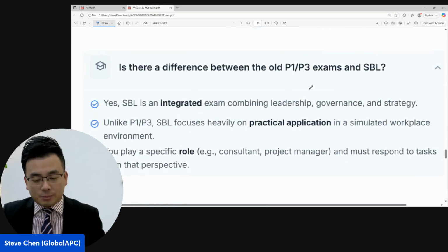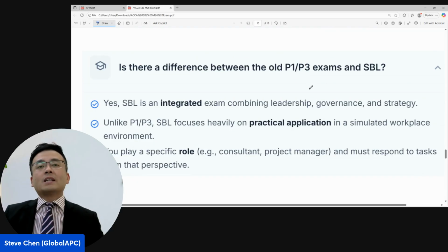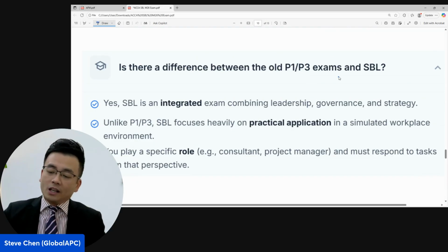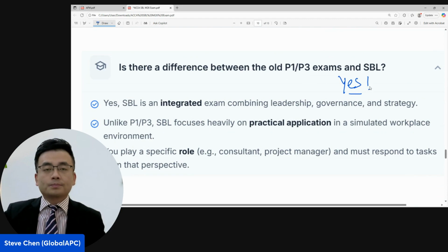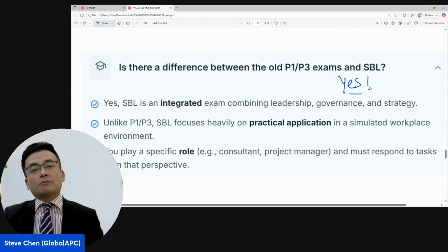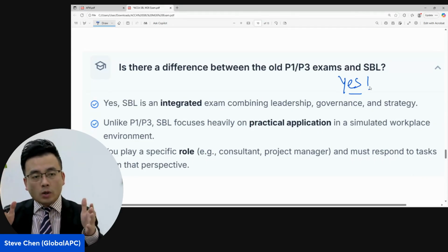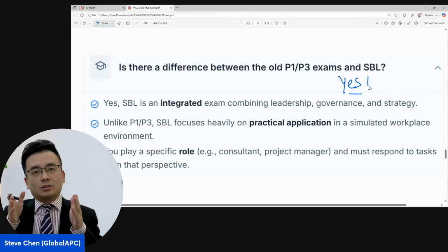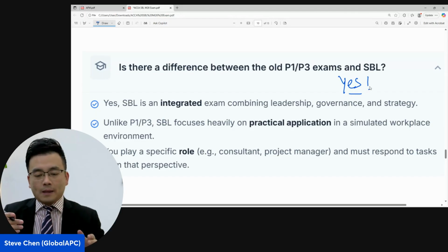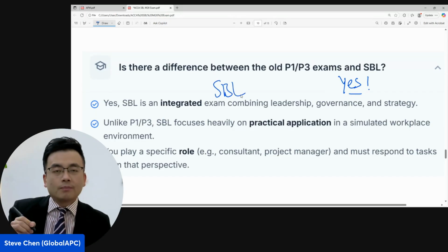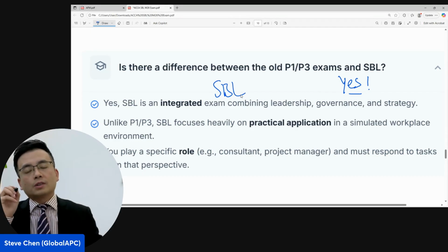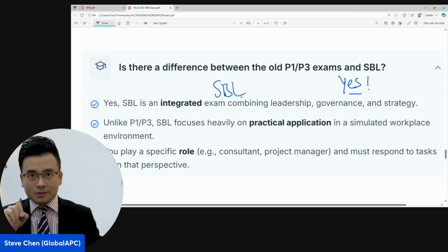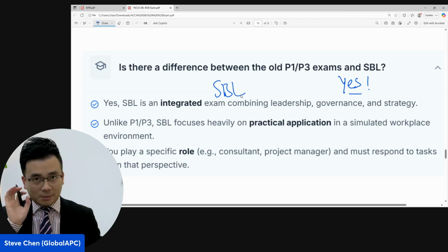Is there a difference between the old P1, P3 and the current SBL exam? The answer is a bit yes. In the old P1, P3 exam, you were given a very long scenario, and not all the information was relevant to your answer. However, the SBL is different. Almost all the exhibit information, you can touch on in your answer. That's the big difference.